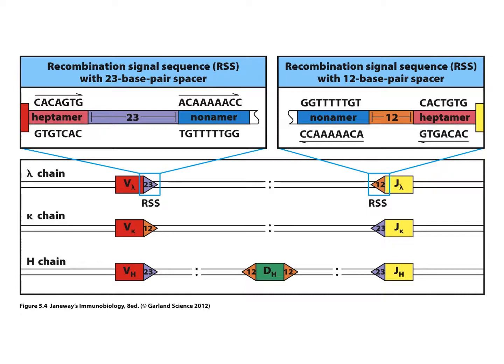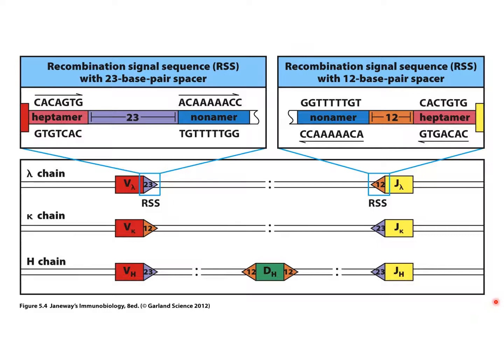You look at the lambda chain. This V lambda is going to join with this J lambda. The downstream sequence here is an RSS. The upstream sequence here is an RSS. 23, 12. Heptamer, spacer, nonamer. Nonamer, spacer, heptamer.